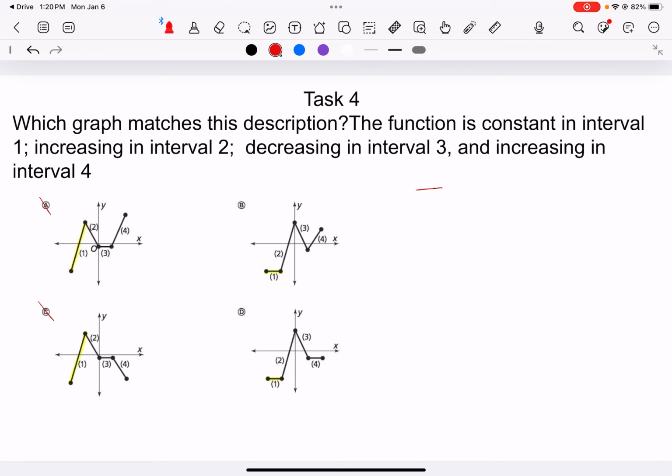The function has to be increasing at interval 2. So interval 2, it's increasing, and it's increasing for both of them. Decreasing in interval 3, decreasing, and decreasing, and increasing in interval 4. Interval 4, it's increasing there, but for D, it's staying constant. So D is out, so B is the graph that best matches this description.